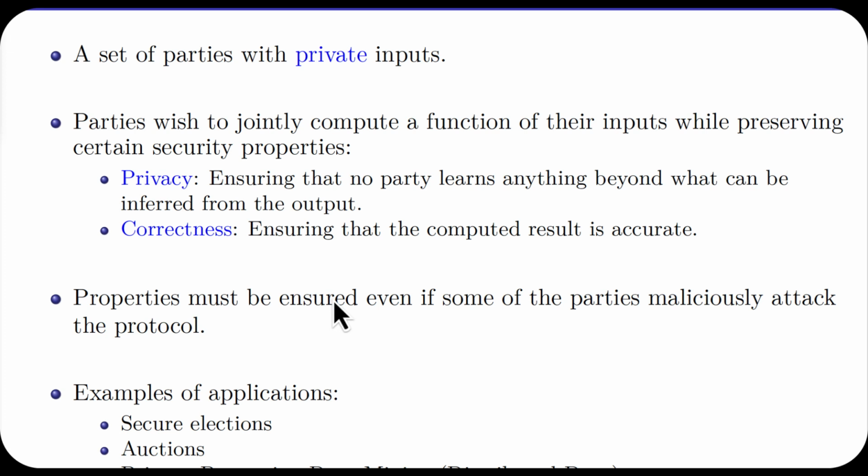So when you talk about secure multi-party computation, usually we have a set of parties, each with a private input, and they're willing to jointly, together, compute a function of their input. It might be any function, any computation task, while preserving certain security properties. They try to ensure two properties. Actually there are more, but we just look at two.